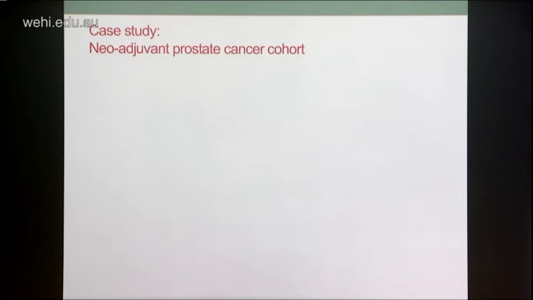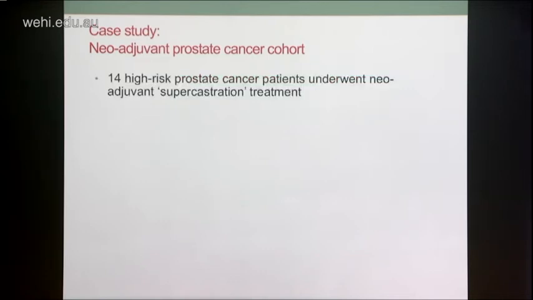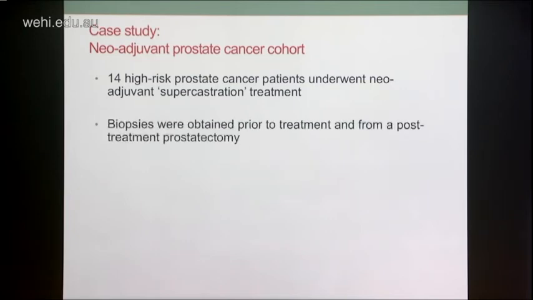So the final part of my talk, I'll be talking about a neoadjuvant prostate cancer cohort. This was a small group of 14 high-risk prostate cancer patients that underwent neoadjuvant supercastration therapy. Prostate cancer is driven by androgens a lot of the time, so a form of therapy is to try and reduce the androgens in the body. You do this through this kind of castration approach. And so biopsies were obtained prior to and post-treatment.